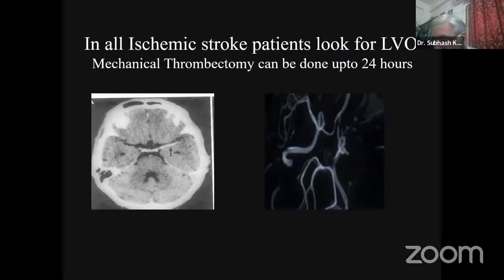Now, one of the new things which has happened in the last few years is that in all ischemic strokes, we should do vascular imaging also, to see whether there's a vessel occlusion. If there's a vessel occlusion, then we should also give them the advantage of mechanical thrombectomy, in addition to the IV thrombolysis, which they may have already received by 4.5 hours. But if they come to us after 4.5 hours, then we cannot give them intravenous thrombolysis, but we can give them mechanical thrombectomy for up to 24 hours.